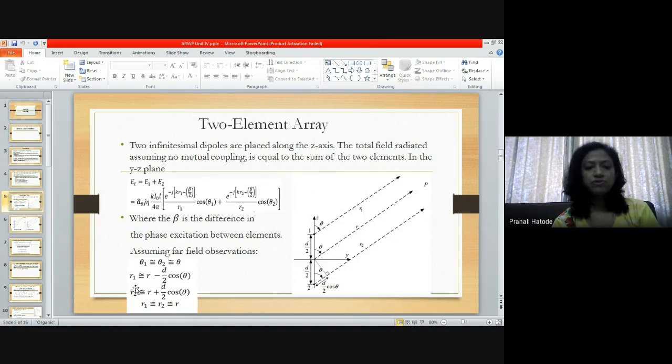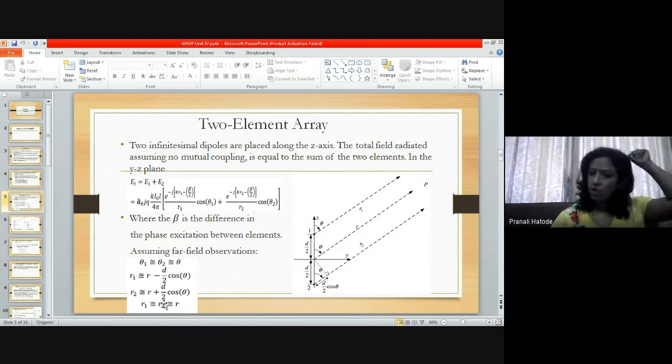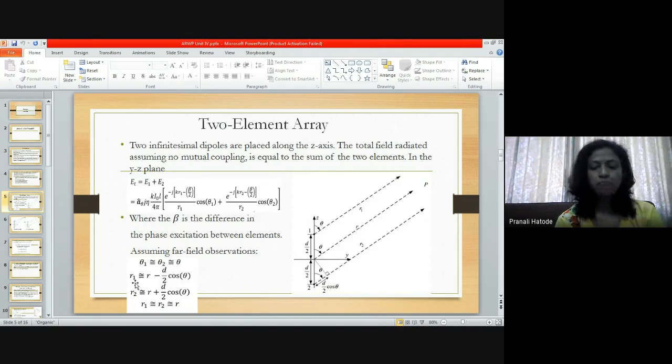Now in this case I have considered theta 1 equals theta 2 equals theta, and r1 equals r2 equals r. This is the case when you consider the far field radiation pattern. In this case all these parameters become equal to each other. So for the far field radiation pattern, the equation for r1 is r minus d by 2 cos theta, and r2 becomes r plus d by 2 cos theta.